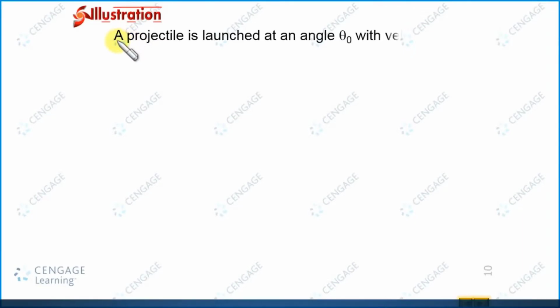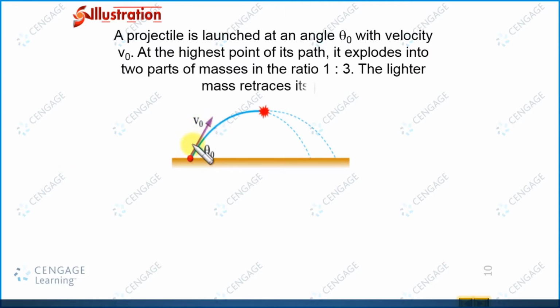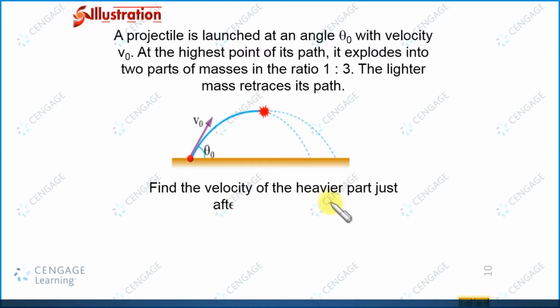In this illustration, it is given a projectile is launched at angle theta naught. This projectile is launched with velocity v naught, that is the initial velocity of the projectile is v naught, and it is projected at angle theta naught. At the highest point of its path, it explodes into two parts of the masses of ratio 1:3. The lighter part retraces its path. Find the velocity of the heavier part just after explosion. Okay, this is the problem.